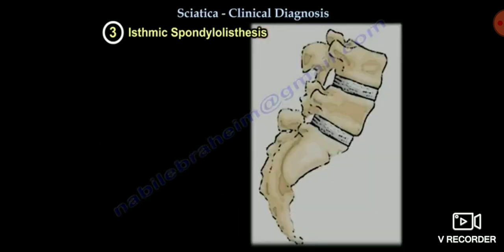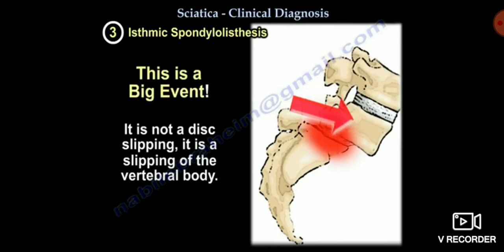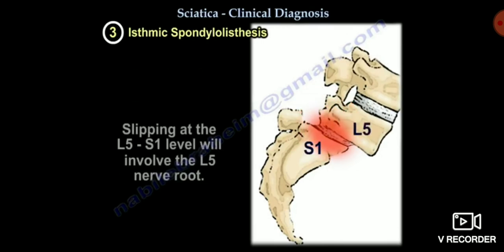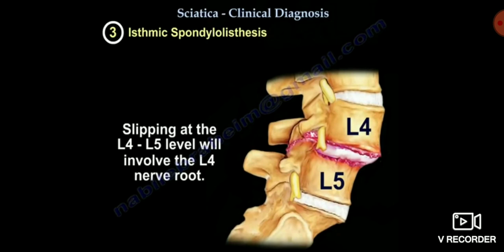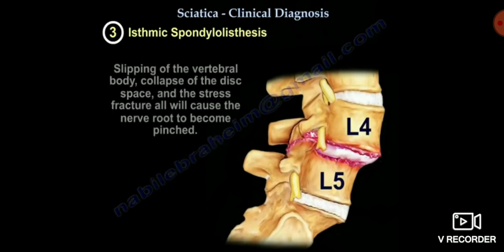A slip is a big deal. If you have L5 slipping on S1, you will get L5 nerve root involvement. If you have L4 slipped on L5, then you will have L4 nerve root involvement. Slipping of the vertebral body, disc space collapse, and stress fracture will cause the nerve to be pinched.